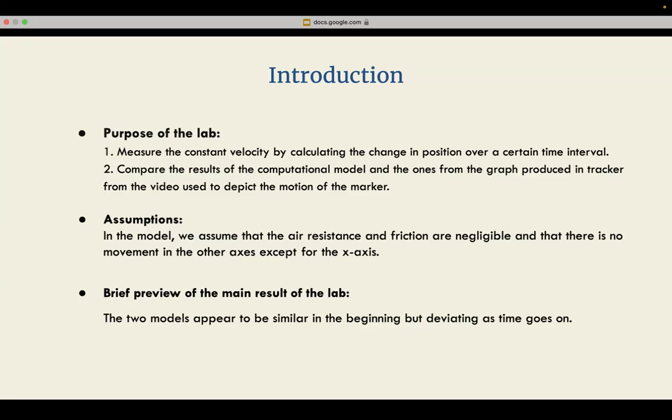For assumptions, in the model we assume air resistance and friction are negligible, and that there's no movement in the other axis except for the x-axis. And a brief preview of the main result is that the two models appear to be similar in the beginning but deviate as time goes on.